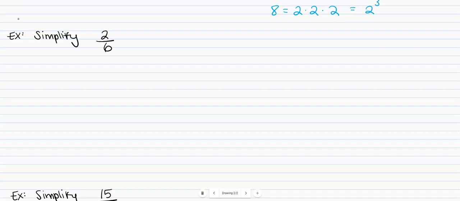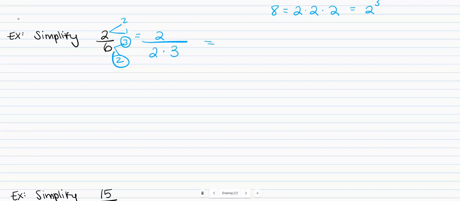Here we have 2 over 6. If I wish to prime factorize 2, I can't break it down any further because it's prime. So I can just write it as 2. The 1 is not important, so you don't have to write it out. But I can break down 6 to be 2 times 3. 2 and 3 are both prime, so 6 can be broken down to be 2 times 3.